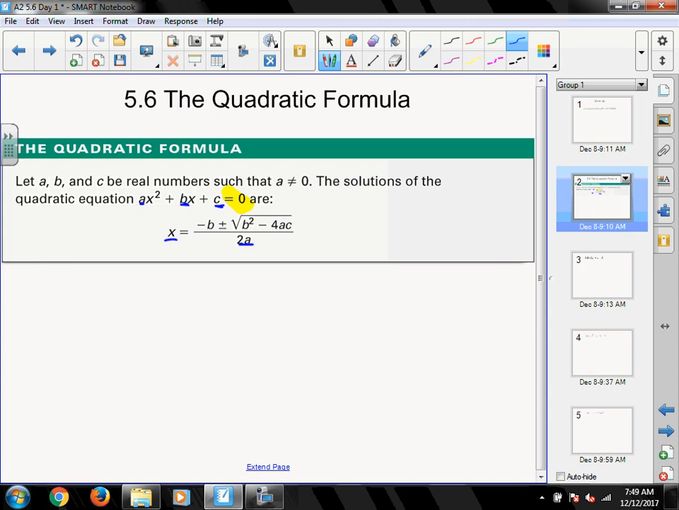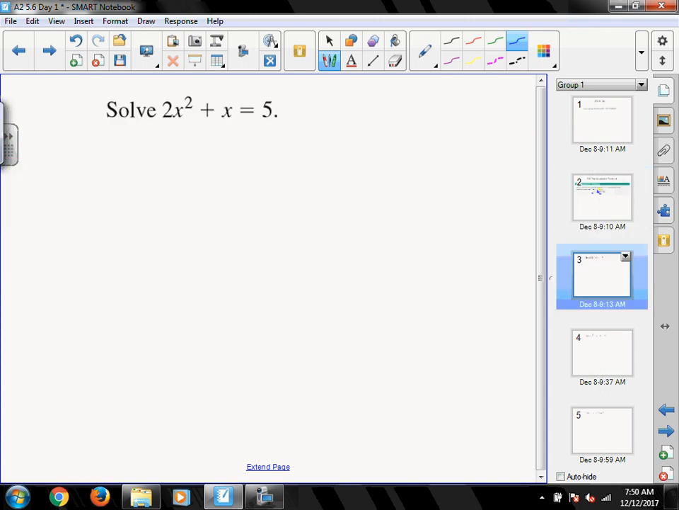A lot of people like this because you don't have to do the factoring or the square roots. It takes care of all that plus and minus for you already. So a lot of people tend to like that for that reason. It takes away a lot of the thinking, but it is a little more labor intensive than some of the other methods that we've used. So let's just jump right in and start taking a look at an example here.